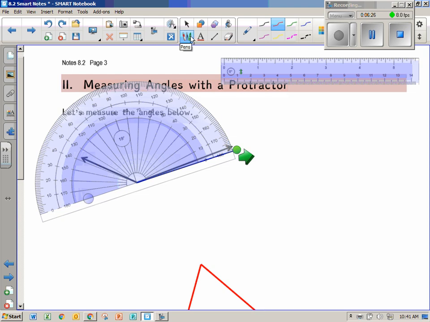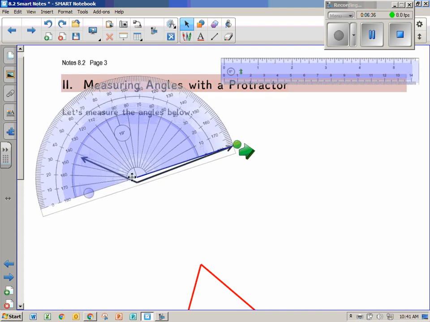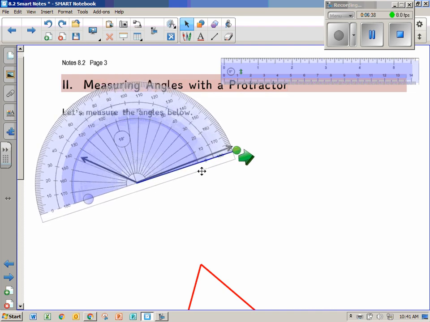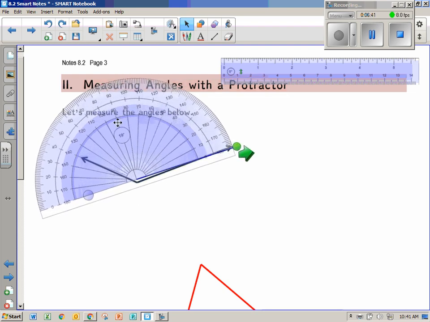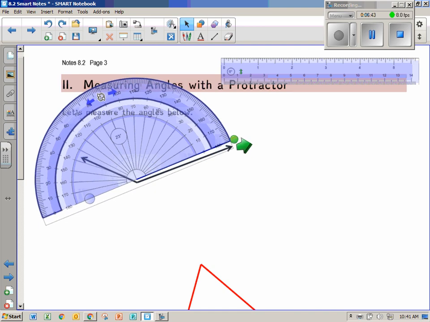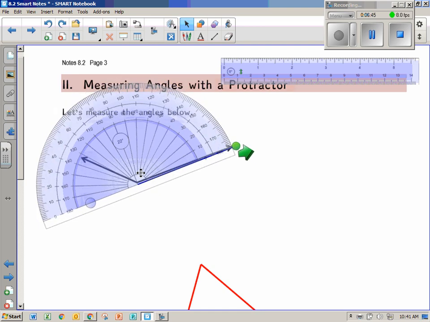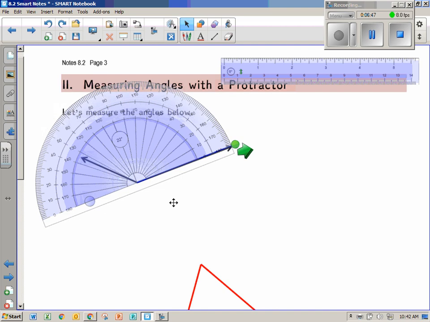Now, I'm right-handed, so you can turn your paper any way you'd like to, but I like the right side of the angle to be always positioned like this, even if I have to turn my paper, which I don't need to in this case.